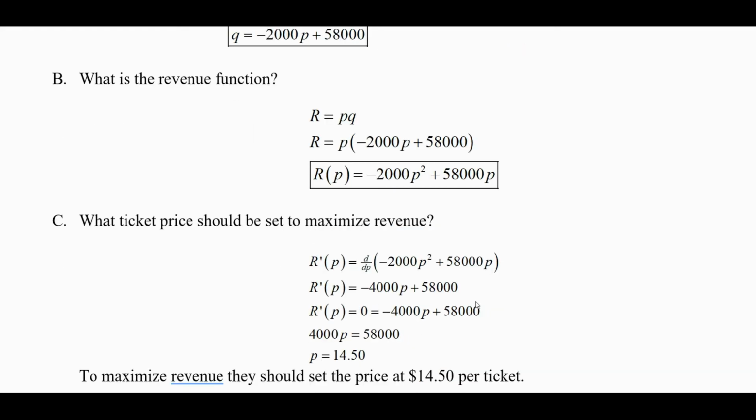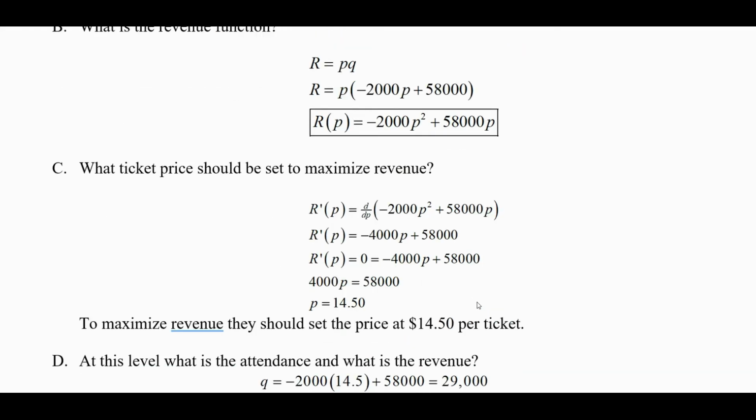What ticket price should be set to maximize revenue? Well, now that we have the revenue as a function of price, just take a derivative. It's quadratic, not too hard to do. We get that. Set it equal to 0. That's linear, not hard to solve. We get 14.50. So to maximize revenue, they should set the price at $14.50 per ticket.